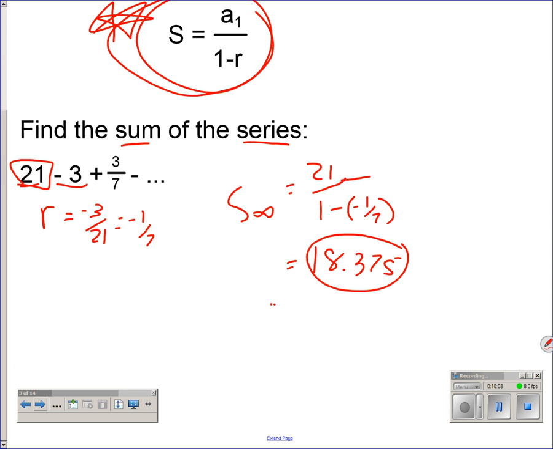I think that's pretty cool because look at the first two numbers. 21 minus 3 is 18. So I'm saying every number in the pattern to infinity from that point is just going to equal 0.375. That's pretty cool. Does that blow your minds yet? No?